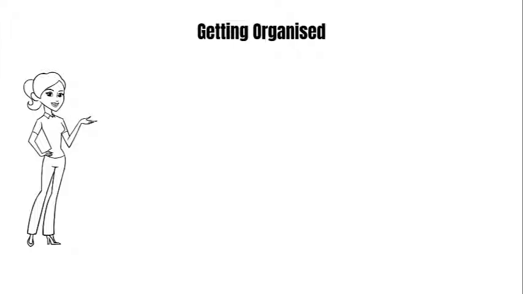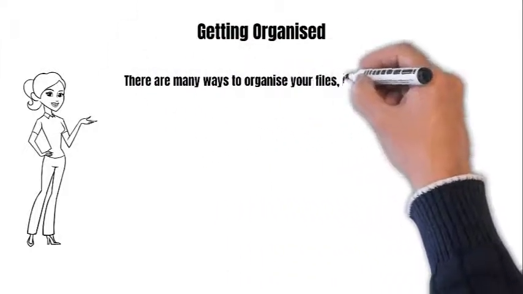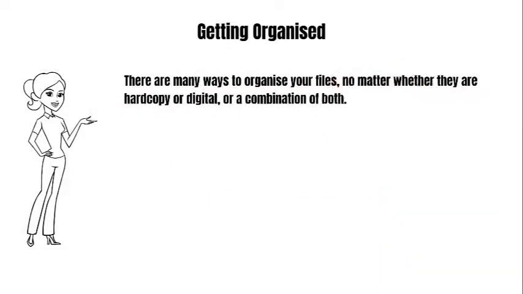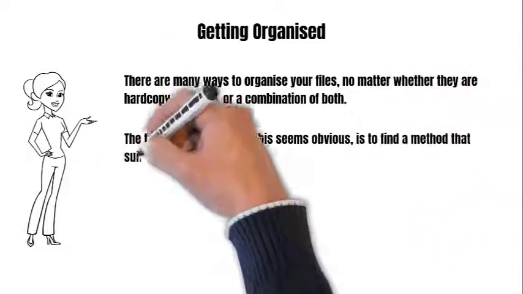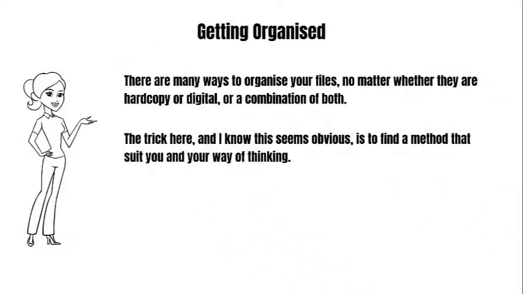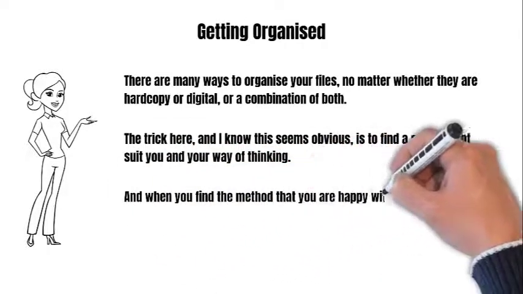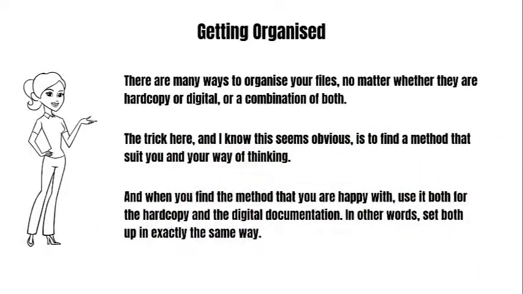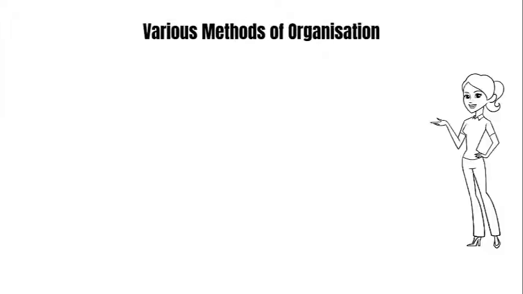So how do you organize all this information? There are many ways to organize your files, no matter whether they are hard copy or digital, or a combination of both. The trick here, and I know this seems obvious, is to find a method that suits you and your way of thinking. And when you find the method that you are happy with, use it both for the hard copy and the digital documentation. In other words, set both up in exactly the same way. So let's now briefly go through some of the organization methods. This will just be a brief overview so you can get started, but there will be more detailed videos coming out soon on each of these methods.